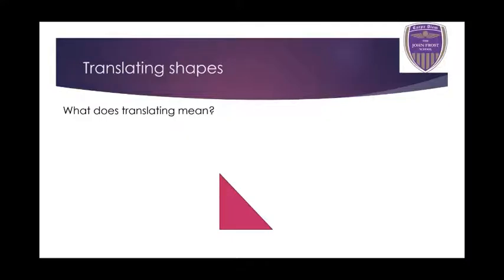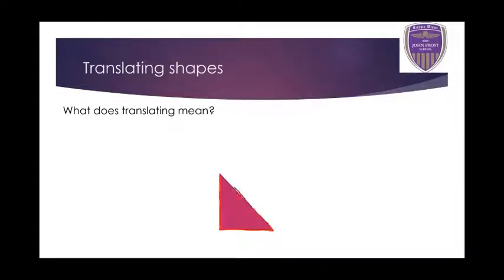So, translating shapes. What does translating mean? Well, in the sense of geometry, translating a shape means that the shape will stay exactly the same, but its position will change on a graph. So if I was to transform this shape, I was going to move it some spaces to the right, and then move it some spaces up. The shape itself would stay the same. So our shape's starting position was here.